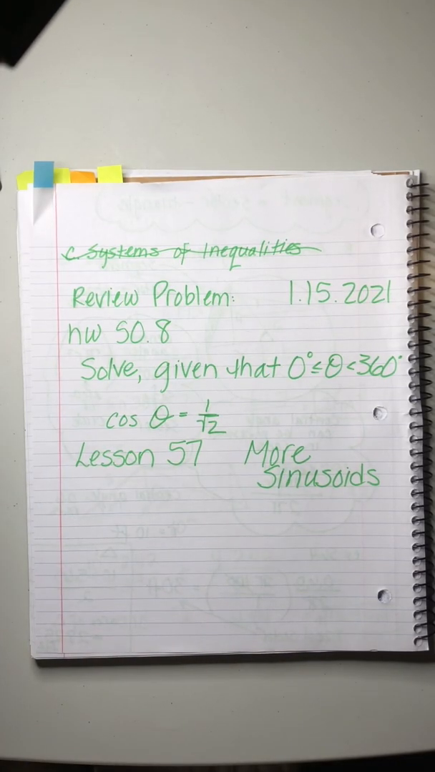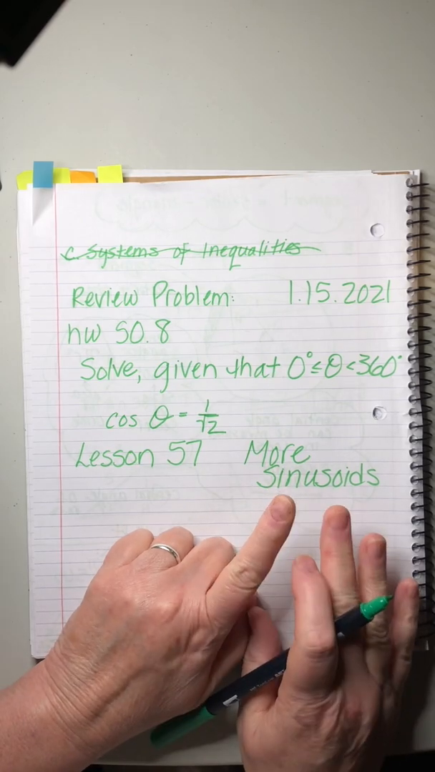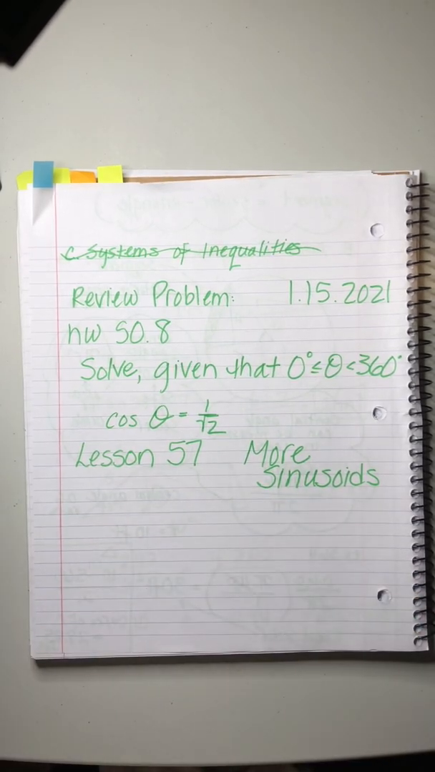Saxon Advanced Mathematics, not algebra, mathematics. Lesson 57. We're going to talk about some more sinusoid fun today. You guys, this lesson might be a little bit complicated at first, but you're going to enjoy it. It's about sinusoids, and it's really fun.